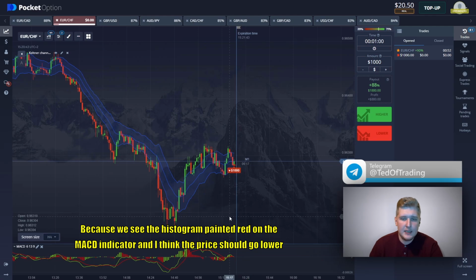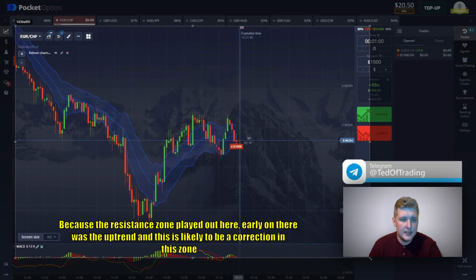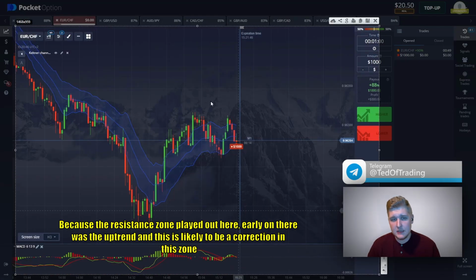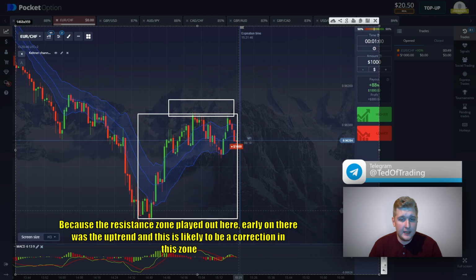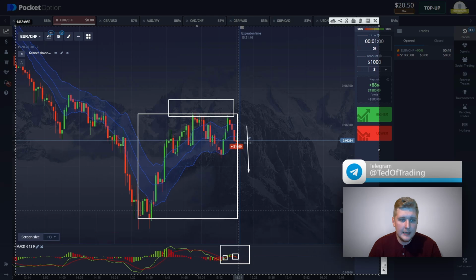Because we see here the histogram painted red on the MACD indicator, and I think the price should go lower because the resistance zone played out here. Early on there was an uptrend, and this is likely to be a correction in this zone. And I think the price will go to the downside because the crossing from above has happened in this zone.